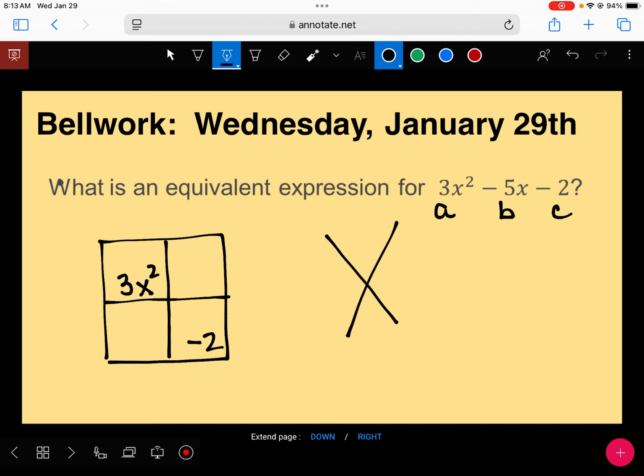Make our X. On the top of the X, take 3 times -2, which is -6, and B is -5. So don't say it out loud. Just give yourself a moment to think about it. What are 2 numbers that would multiply and give you -6, but add to be -5? Any ideas? Any guesses?